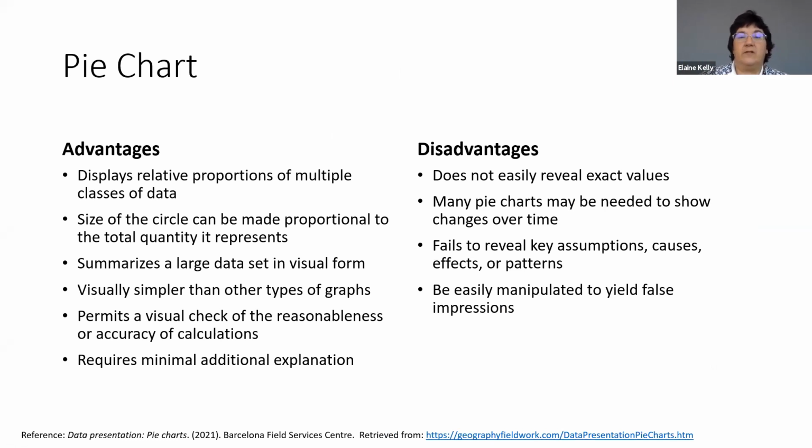All right, some advantages of using a pie chart. Again, it's proportional. The size can be made so it represents that quantity, and it can summarize a lot of data in a visual form. It is very simple. It does permit some visual checks of some reasonableness or some accuracy of the data, see whether or not you have some outliers, something doesn't make sense. And it also, and this is one of the key reasons people use it, is that it requires minimal additional explanation.